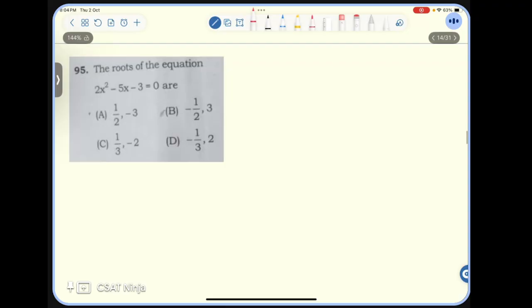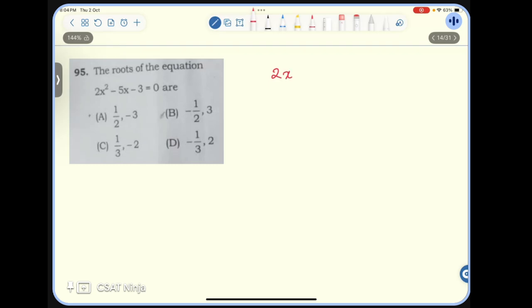Earlier in NPSC, they used to ask this question, okay? You might have learned this one in your lower classes. 2x squared minus 5x minus 3 is equal to 0. It's a quadratic equation. What we do is we split the middle term. You might have learned about splitting the middle term, but who knows, you might have forgotten as well.